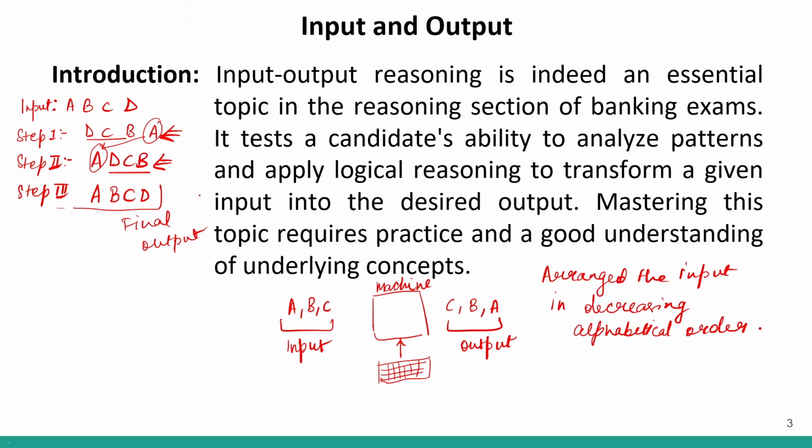So in your examination, the reason why you get these questions is to analyze patterns and apply logical reasoning. So you just have to apply logical reasoning and you have to transform a given input into the desired output. So you will be given a question in which you will see what pattern is being done. First is to identify that pattern and then follow the same pattern to decode, or you can say to find the output of the input. Clear? This will be clearer to you with the help of some questions.